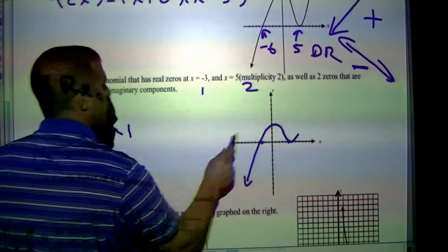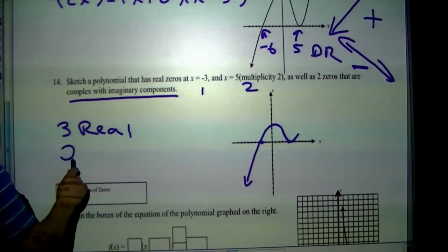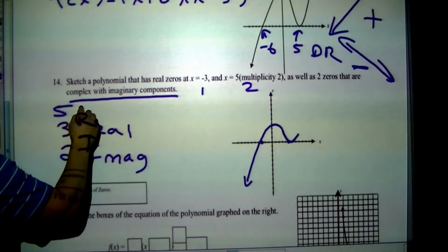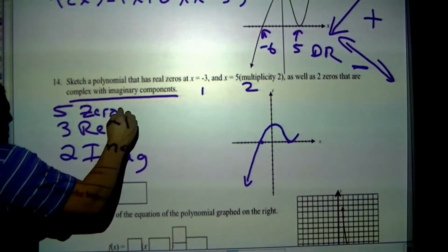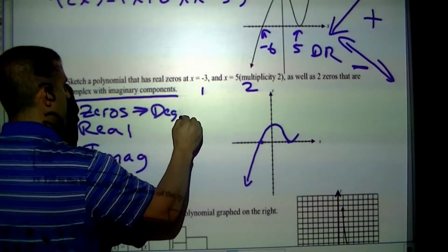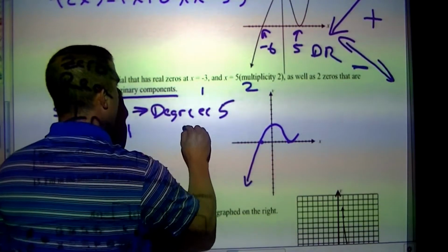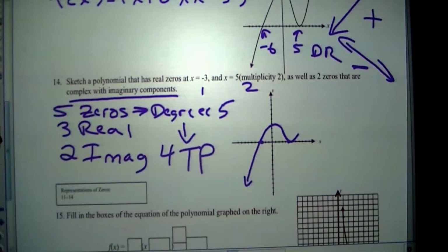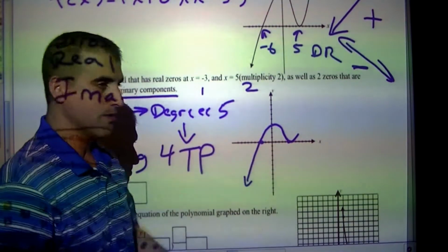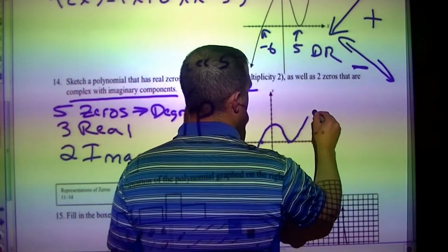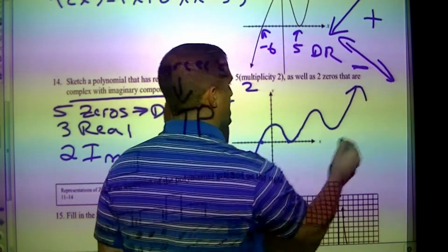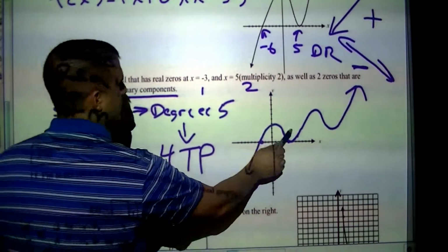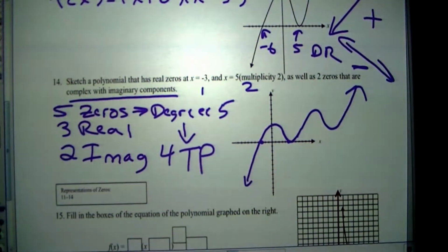They want me to put 2 zeros that are imaginary. So that's 2 imaginary. So here's what that means. I've got 5 zeros. That means I have a degree 5. And if I have a degree 5, I've got to have 4 turn points. Now, as you can see here, I got 1 and 2. So what I've got to do is make 2 more, without touching down there because I don't have any more real zeros to use. So as you can see, I got 1, 2, 3, 4 turn points. That makes that logic work.